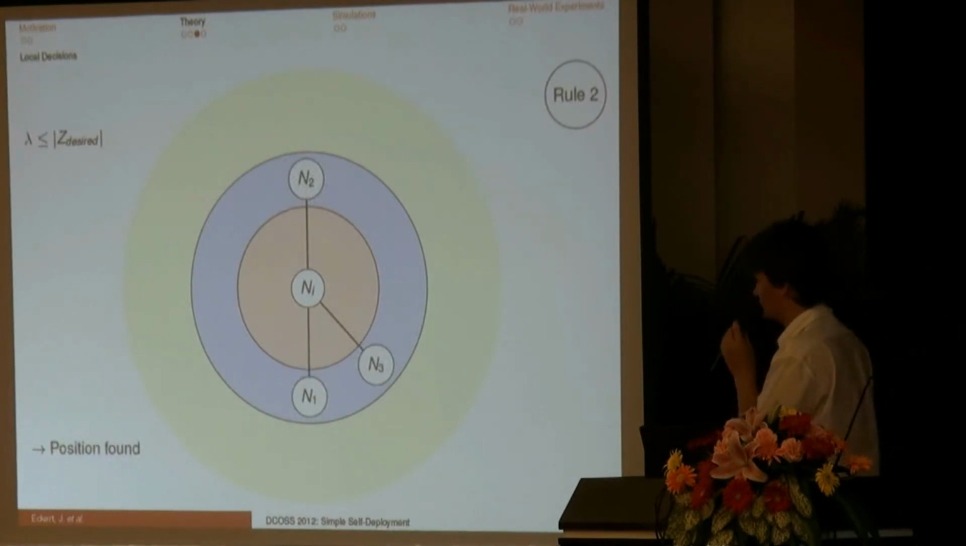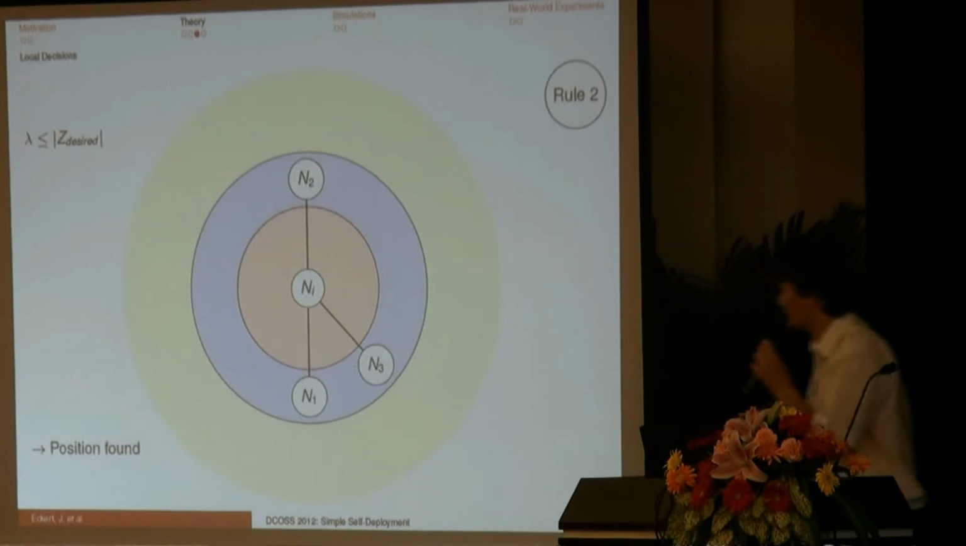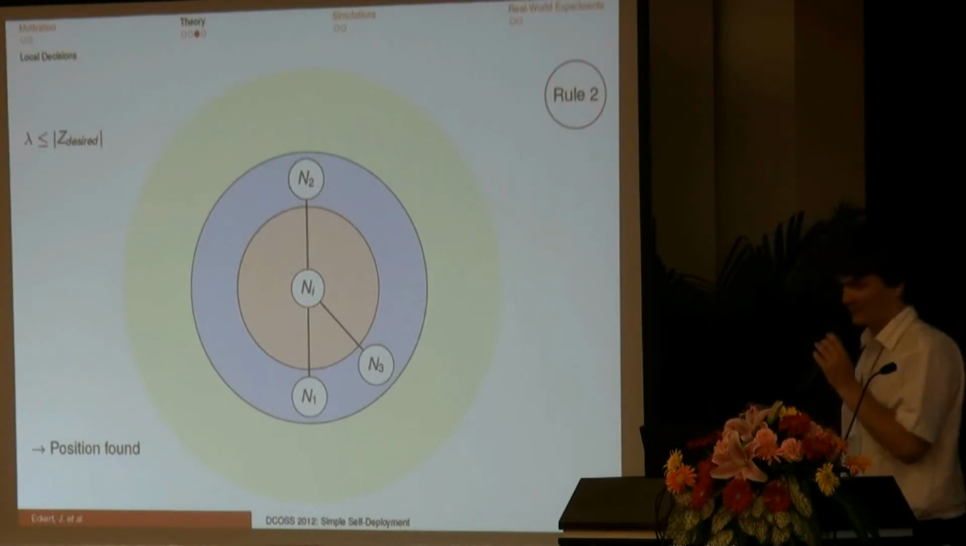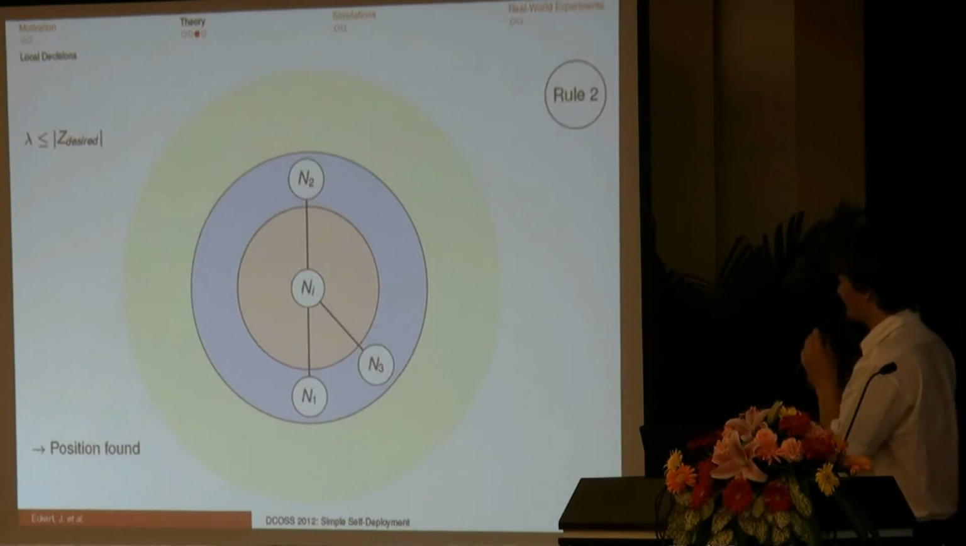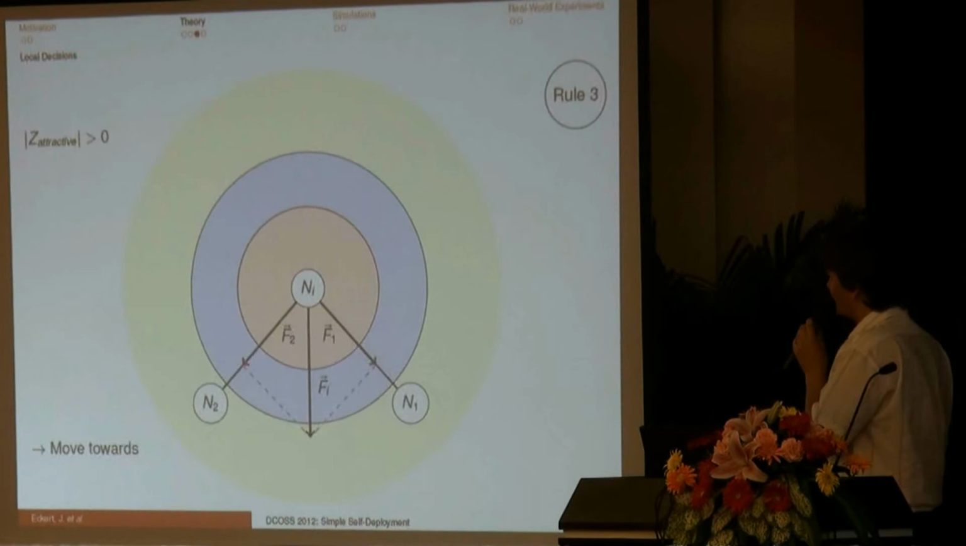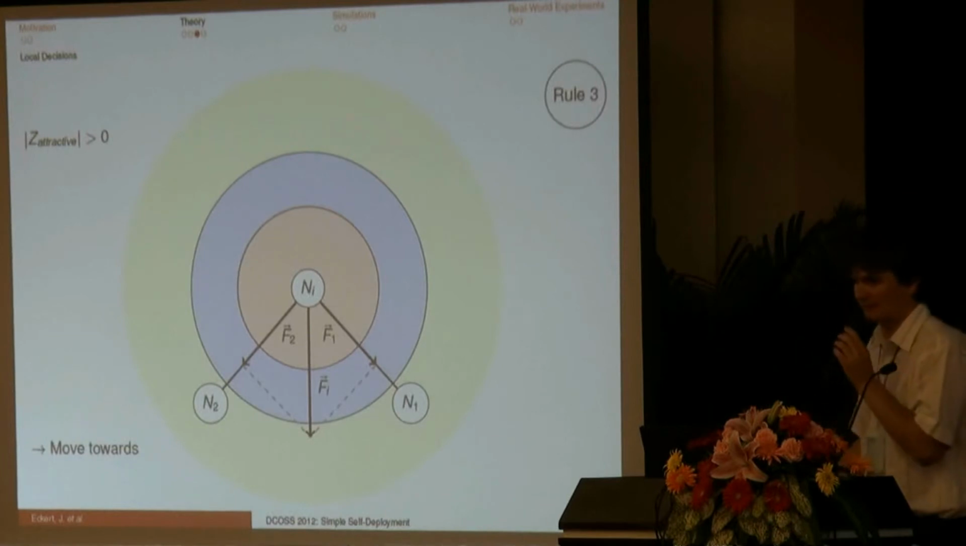What can happen in rule 2 is that we have a significant amount of nodes in our desired belt. The lambda is defined within the paper. Then we have found our position. I will come to rule 2 in a minute, so please remember this rule. And if nobody is in the restricted or desired area, then we start to evaluate the attractive area.